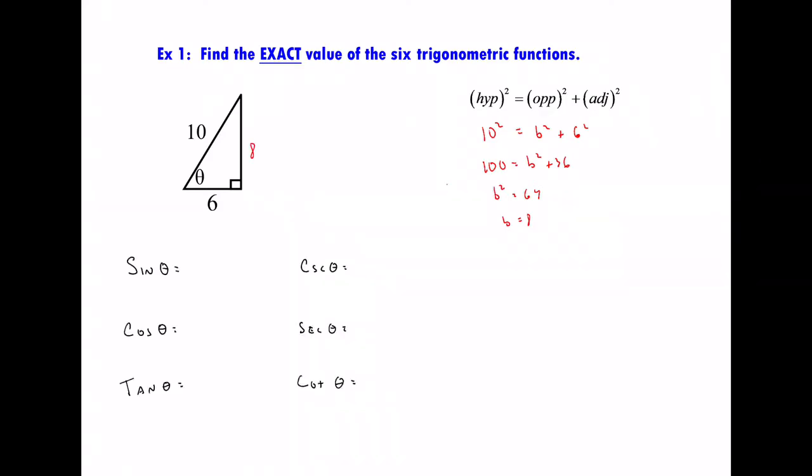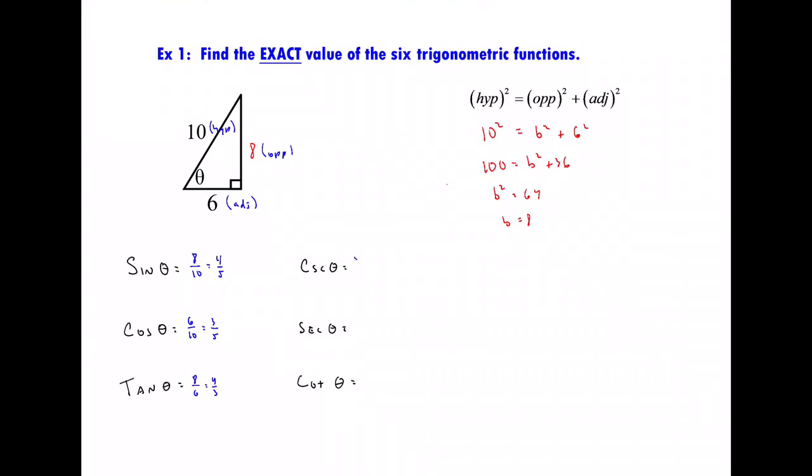Now that you have all 3 side lengths, you can find the 6 ratios. 6 represents the adjacent side, 8 is the opposite, and 10 represents the hypotenuse across from the right angle. So sine is opposite over hypotenuse. Cosine is adjacent over hypotenuse. And tangent is opposite over adjacent. And then I just reduce those values.